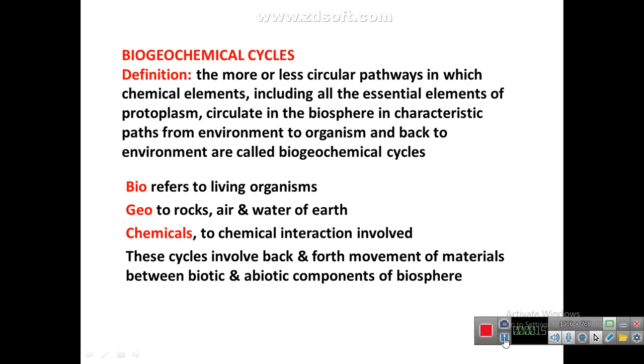Definition of biogeochemical cycles: the more or less circular pathways in which chemical elements, including all the essential elements of protoplasm, circulate in the biosphere in characteristic paths from environment to organism and back to the environment, are called biogeochemical cycles. Bio refers to the living organisms, geo to the rock, air and water of the earth, chemicals to chemical interaction involved in these cycles. These cycles involve back and forth movement of materials between biotic and abiotic components of biosphere.